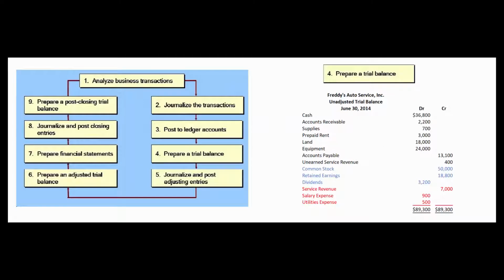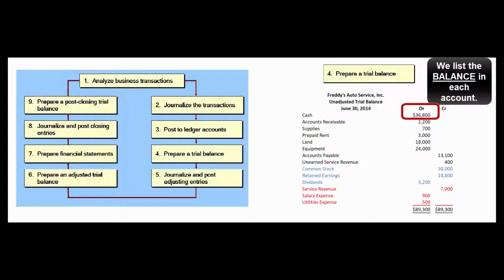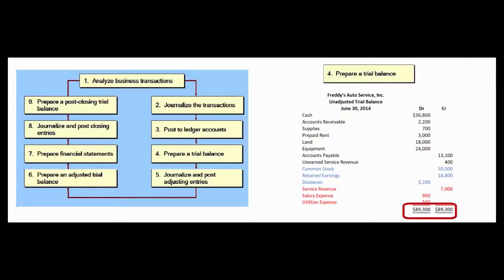Step 4 is to prepare a trial balance. We list all our accounts in the special order: assets, liabilities, owner's equity, revenue, and expenses, and we list the balance in each account. Notice there's not a debit and a credit next to cash. The balance in cash, when we offset all the debits against all the credits, is $36,800, and hopefully all our debits equal all our credits. If they don't, we know we've done something wrong and we have to go back and double check ourselves.